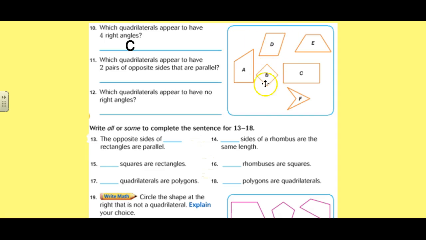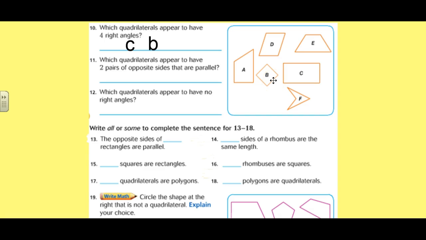But this shape right here is really just a square turned sideways. So we can also say that shape B has 4 right angles. And we know that a rectangle and a square are the only shapes that have 4 right angles, and those are the only 2 up there that are a rectangle and a square, so those are the only 2 that we can put for number 10.